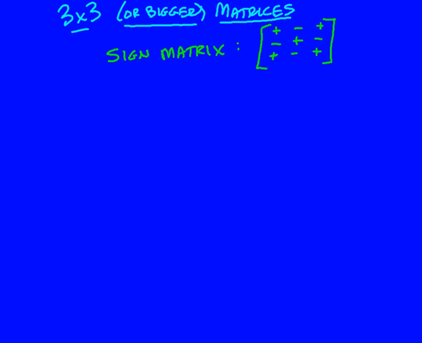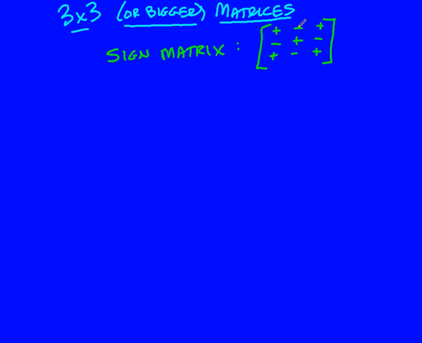Alright, tonight we're looking at 3 by 3 or bigger matrices and finding determinants of them. What we're going to need to use is this thing called a sign matrix. All the sign matrix is just positive or negative values. Or really, we don't want to say positive or negative, but really the same or opposite. For a sign matrix, the top left entry of your matrix is always positive.